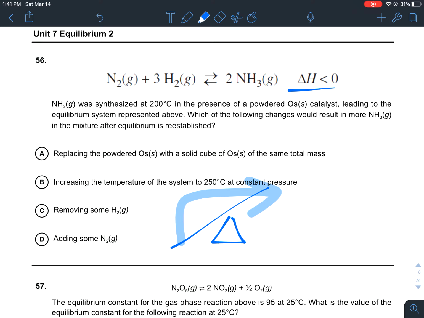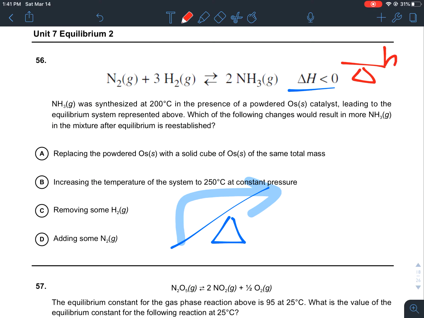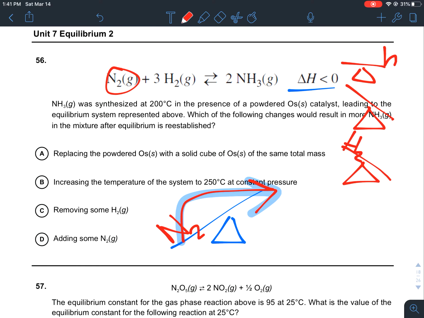Replacing the powdered Os with a solid cube of Os? You're losing surface area, so that doesn't have anything to do with it. Increasing the temperature of the system? We said that this is exothermic, so heat is a product. If we increase the temperature, it would go the wrong way. Removing some H2? If I took out H2, it would also go that way because H2 is a reactant. The correct answer is D. If I added N2, because N2 is a reactant, if I added more reactant, then I would have to create more NH3.